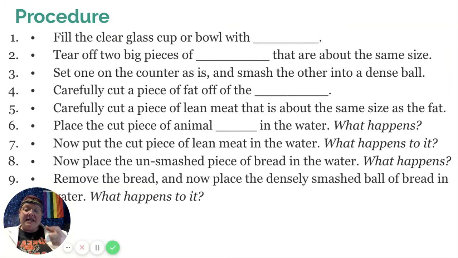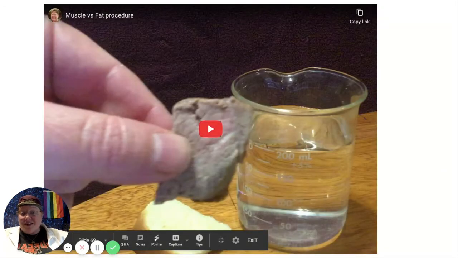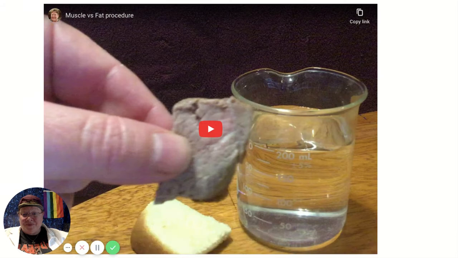Now take the unsmashed bread. Put that in the water. What happens? Record that in your data table. Remove that piece of bread and take that densely packed ball of smashed bread. Put that in the water. Now what happens? Record that in your data table. Here's the video.